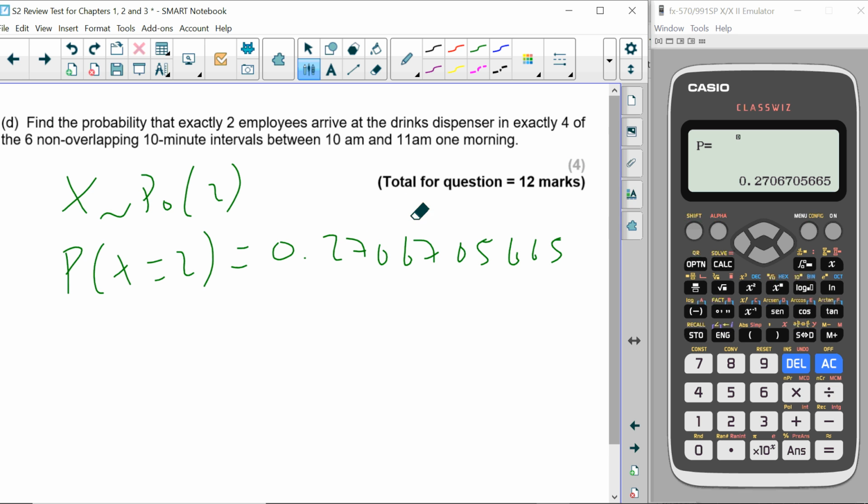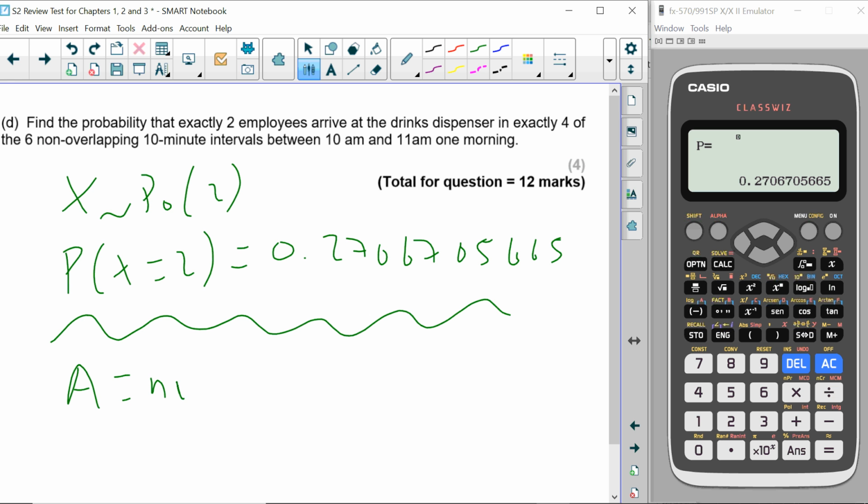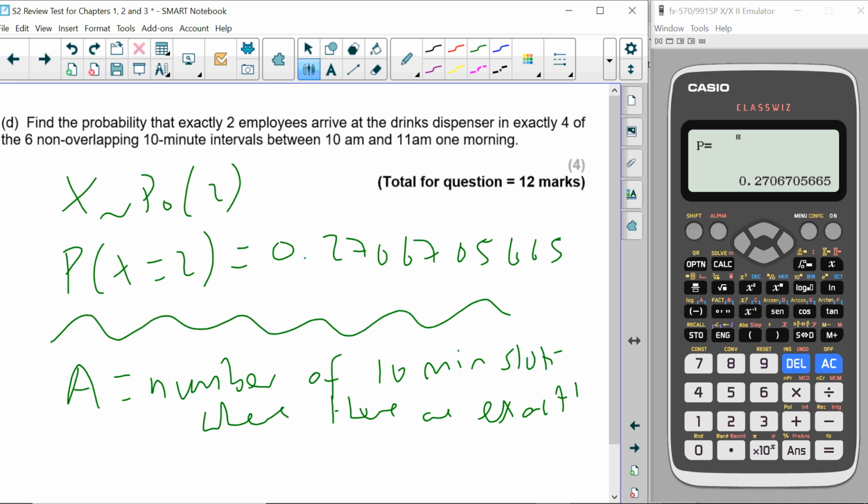Now, this is the probability that I get one 10-minute interval whereby there are exactly 2 employees. But I want this to happen exactly 4 out of the 6. What I've actually got is now a binomial distribution. So let's say A is the number. This is a new distribution now. I ran out of letters, so I've gone back to A. This is the number of 10-minute slots where there are exactly 2 employees.